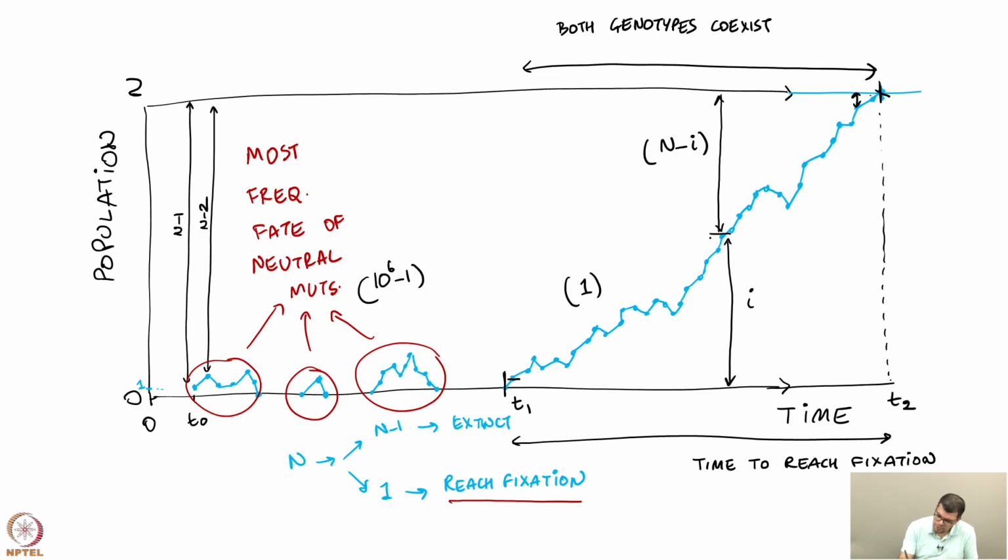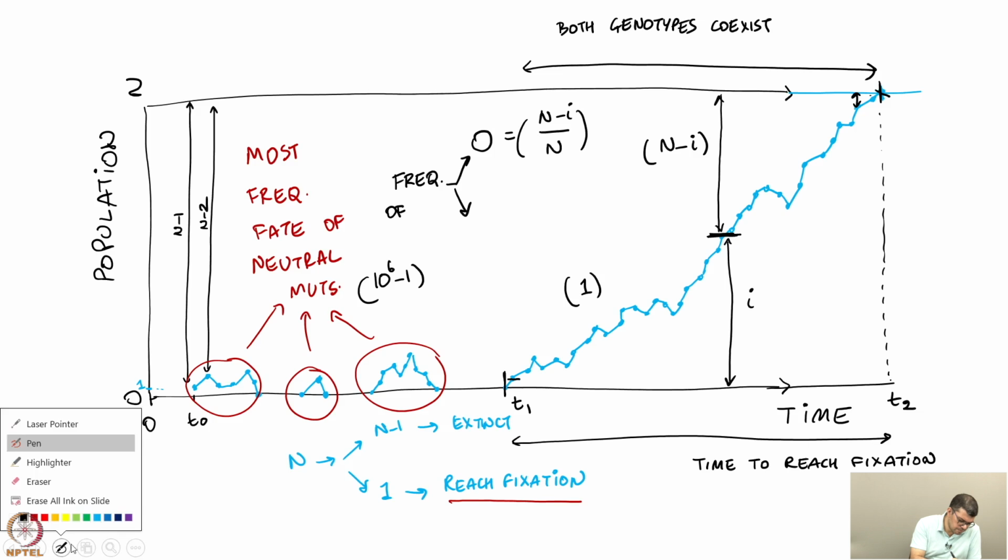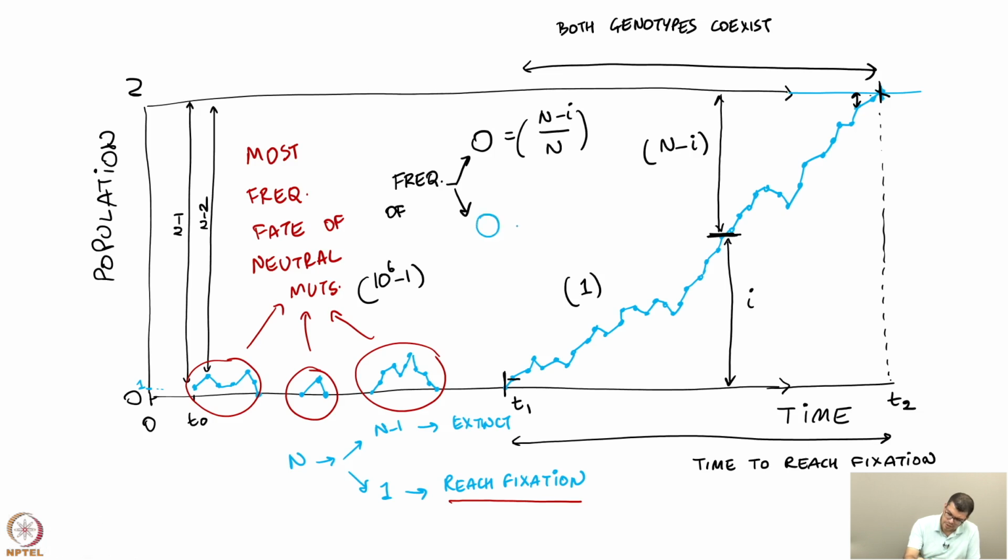So, at this point when there are I variants of B type and n minus I variants of A type, the frequency of the black individuals in the population is simply equal to n minus I divided by n, and the frequency of blue individuals is just equal to I upon n. That is something that is useful, and we will keep using this as we move further in the course.